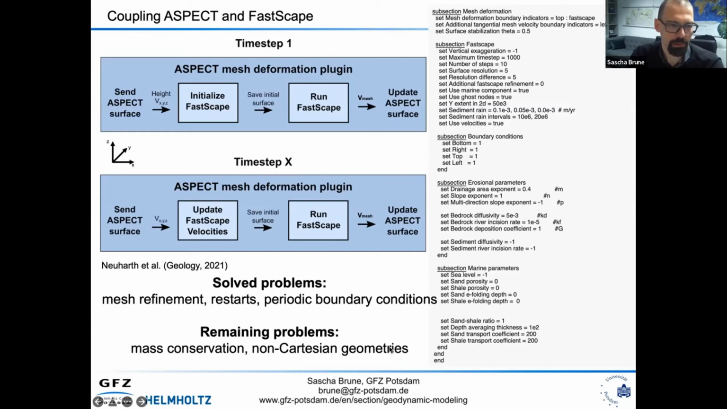Over the last years, there were several problems that we managed to solve. So this coupling across mesh refinements, restarts, where one has to write restart Fastscape files to adequately restart, and periodic boundary conditions, that was also quite a challenge. But there are also some remaining problems. One big thing that you always have to keep in mind is that many surface process codes are not mass conservative, which is not really intuitive, but it's there, and this problem is still out there. And so far, we only tackled Cartesian geometry, so there are no non-Cartesian geometries covered by this.